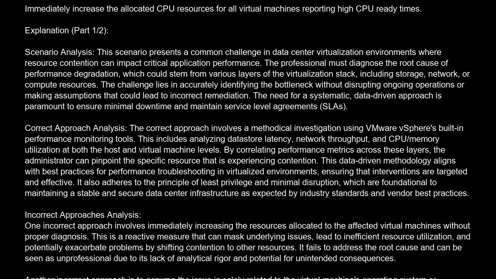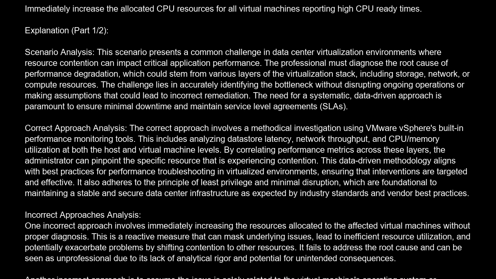The challenge lies in accurately identifying the bottleneck without disrupting ongoing operations or making assumptions that could lead to incorrect remediation. The need for a systematic, data-driven approach is paramount to ensure minimal downtime and maintain service-level agreements, SLAs.